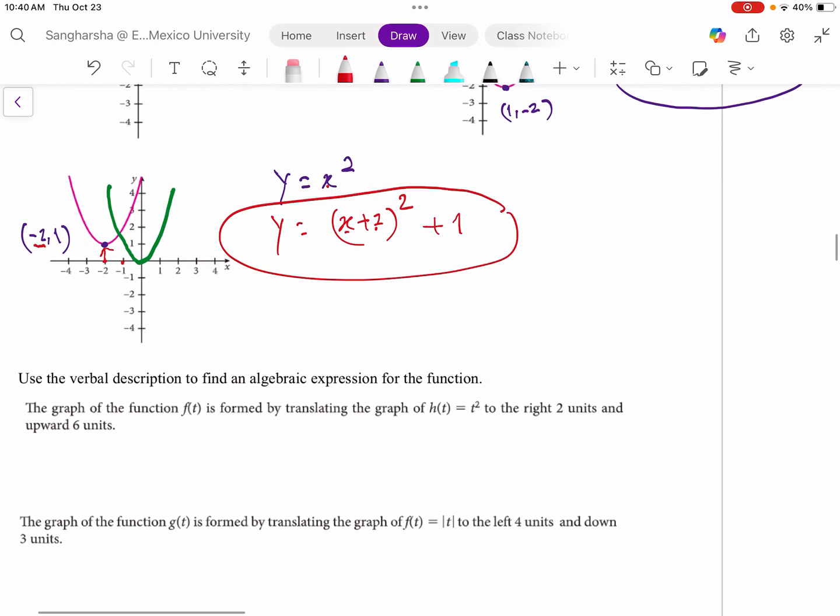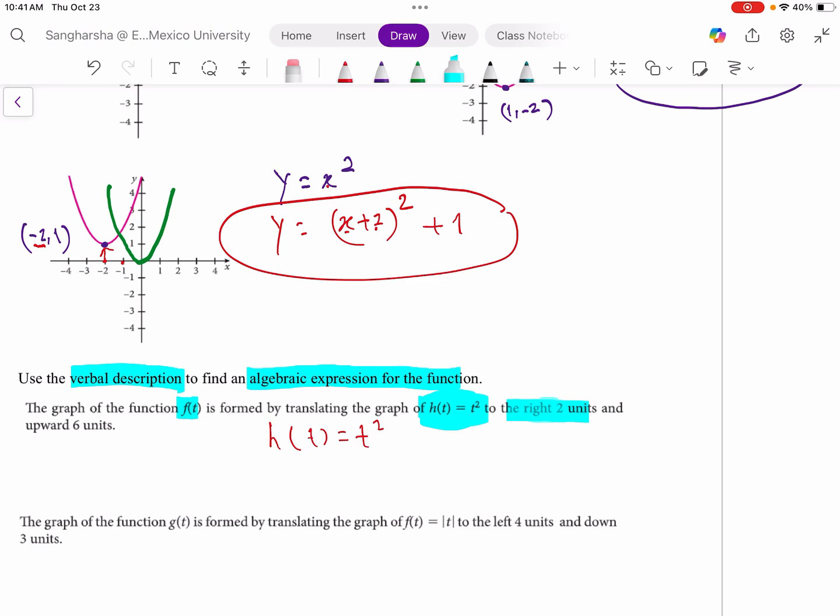Now, the next one, we have to write an equation. So we have the verbal description given to us, and we have to find the algebraic expression for the function. The graph of a function f of t is formed by translating this graph. So this is our basic function, h of t equals t squared. You are translating this graph to the right by 2 units. Now what does that mean?